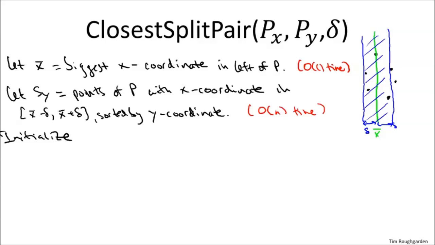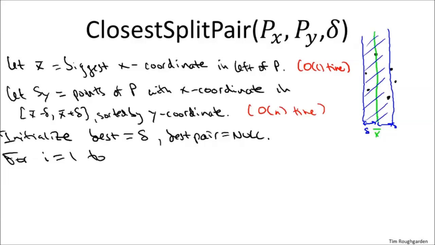So let me introduce some variables to keep track of the best candidate we've seen so far. There's going to be a variable best, which will initialize to be delta. Remember, we're uninterested in split pairs unless they have distance strictly less than delta. And then we're going to keep track of the points themselves, so we'll initialize the best pair to be null. Now here's the linear scan. So we go through the points of Sy in order of y-coordinate. Okay, well, not quite all the points of Sy. We stop at the 8th to last point, and you'll see why in a second.